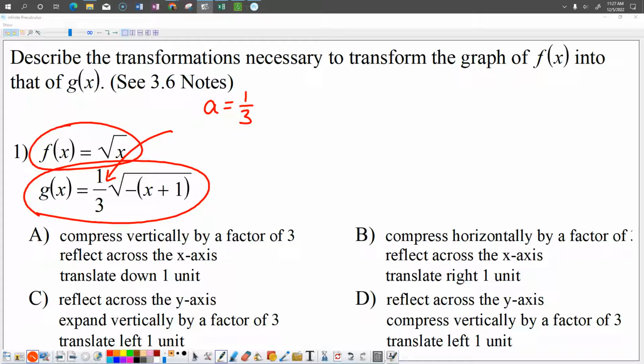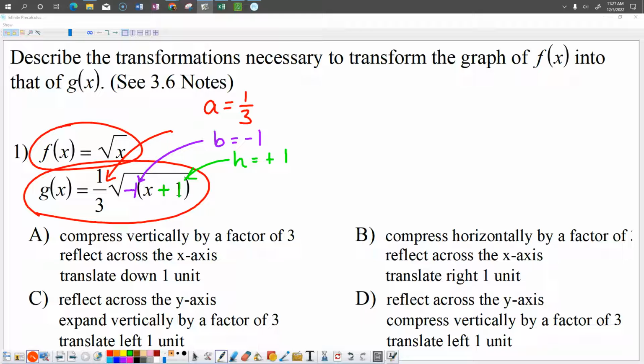Okay. Notice that we have a -1 on the inside here. I think I'll make it purple, multiplying the x. So that would be my b value. And then finally, we have a +1 being added to the x there. That would be my h value.